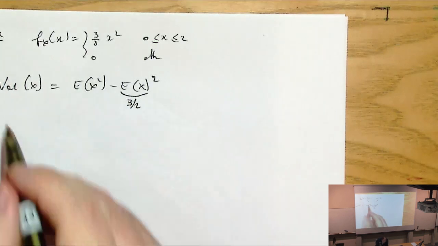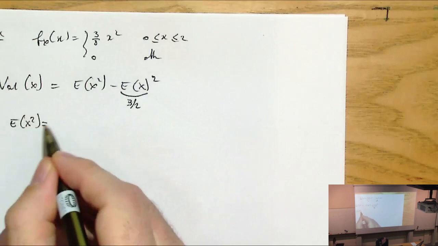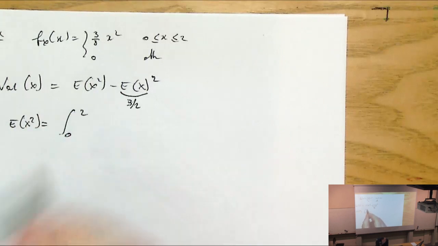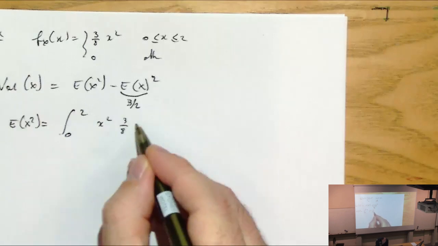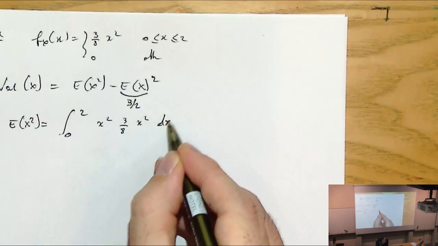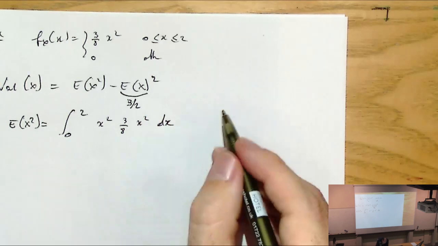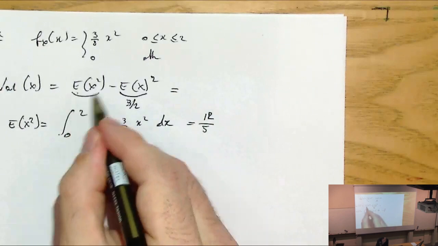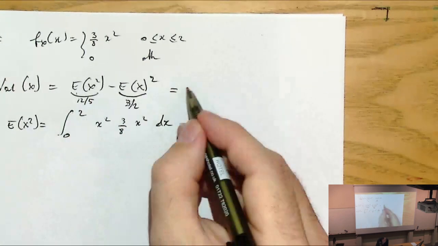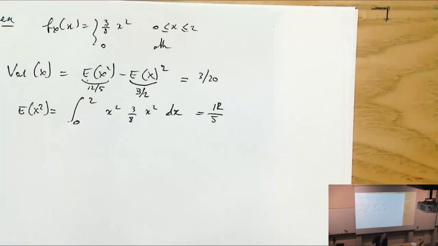Right, so what is left to compute is expectation of x squared, and so what you do is integral between 0 and 2, x squared multiplied by 3 over 8 x squared dx, right? And you can compute this, what you get is 12 over 5, and so you get 12 over 5 here, and you get 3 over 20 there. Okay? So just direct computation of an integral, no major issue.